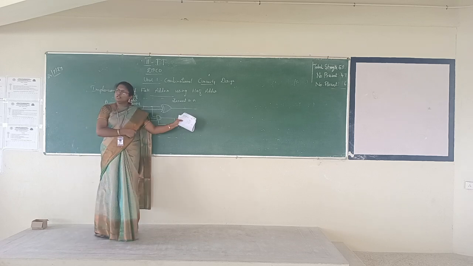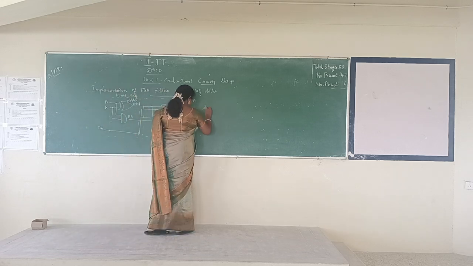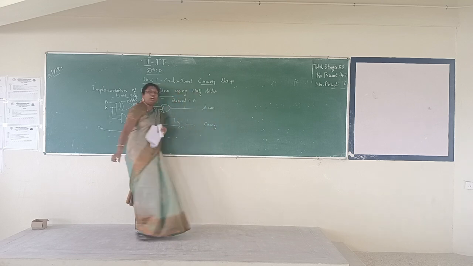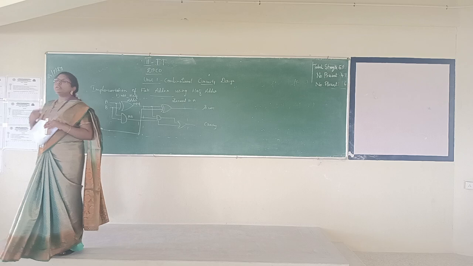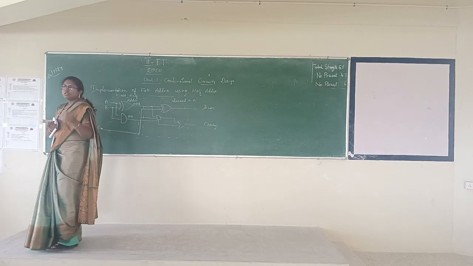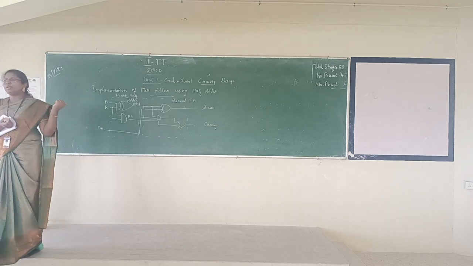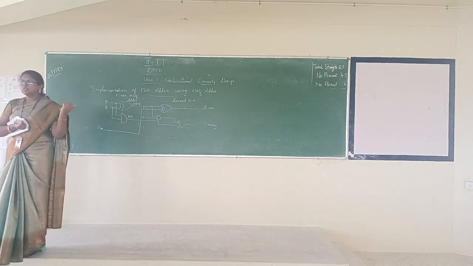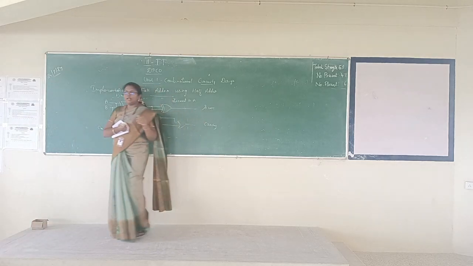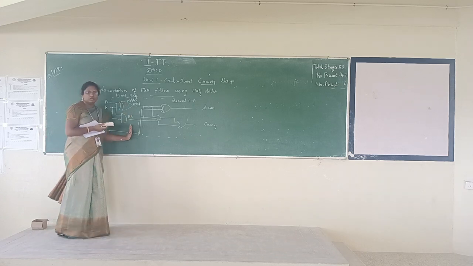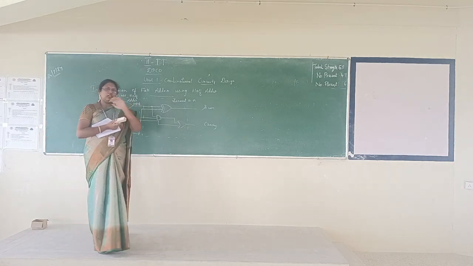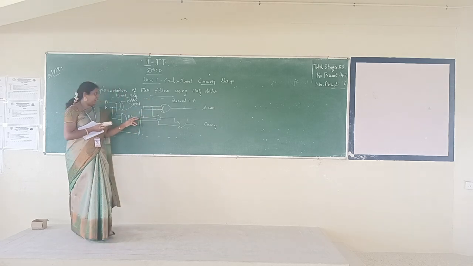So what is the output? The final output we have to take is the sum and carry for the full adder, right? So the output of the first half adder will be given as an input to the second half adder, right?